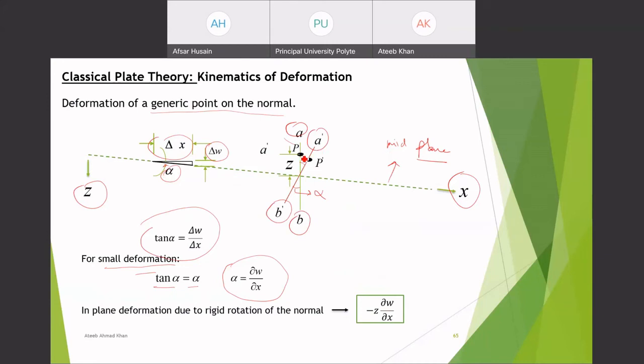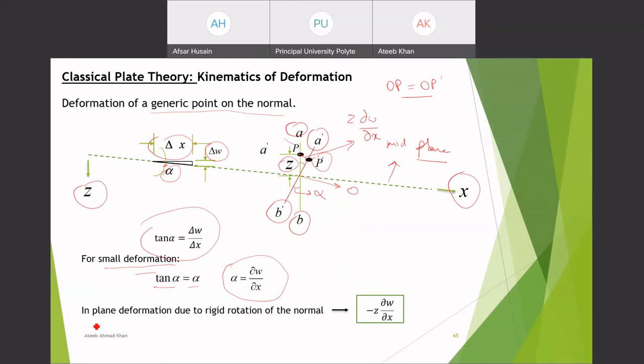Now, suppose I have taken a point P on the undeformed transverse normal, any point P which is at a distance Z from the midplane. After rotation, this point will become P dash. If I call this point O, it is basically rotating about O from P to P dash. Since there isn't any elongation in the transverse normal, the length of OP will be equal to the length of OP dash. This length can be taken as equal to Z del W upon del X.